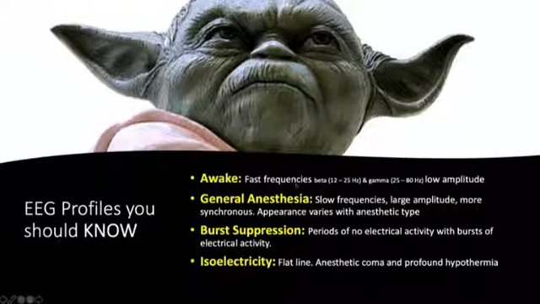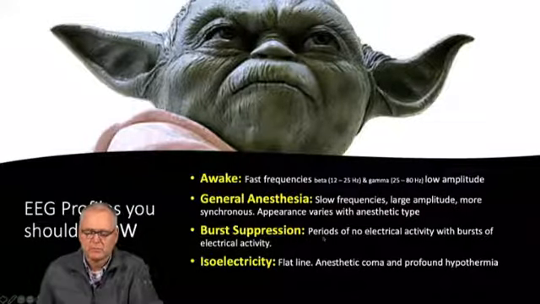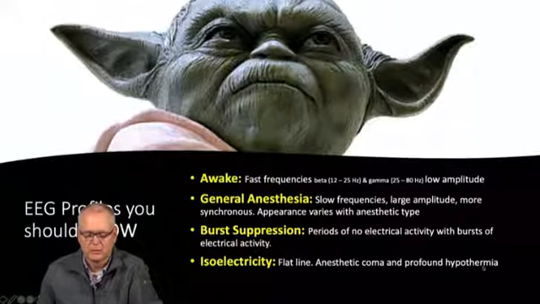Again, awake has fast frequencies, low amplitudes. General anesthesia, slower frequencies, large amplitudes. And here's something interesting. The appearance may vary with anesthetic type. Burst suppression, periods of no electrical activity, interspersed with bursts of electrical activity. Isoelectricity, flat line. Could be seen with an anesthetic coma or profound hypothermia.